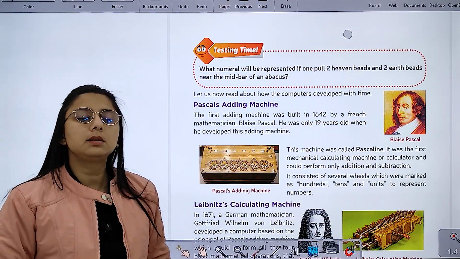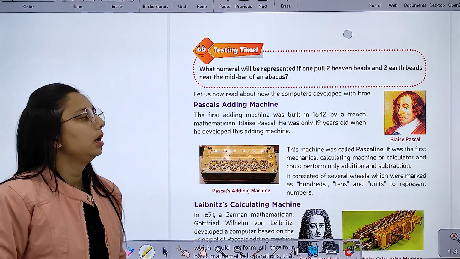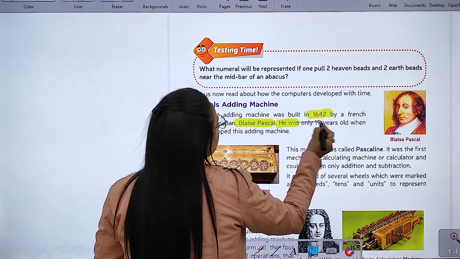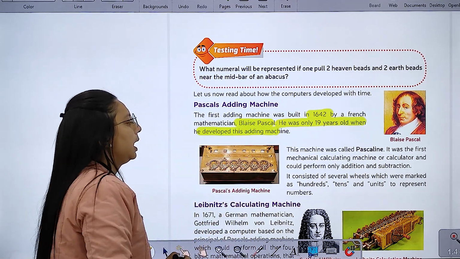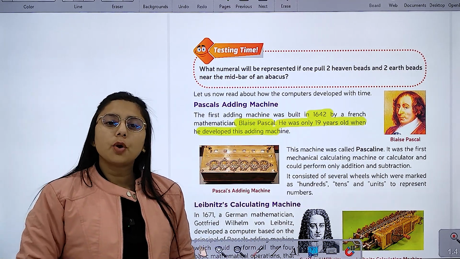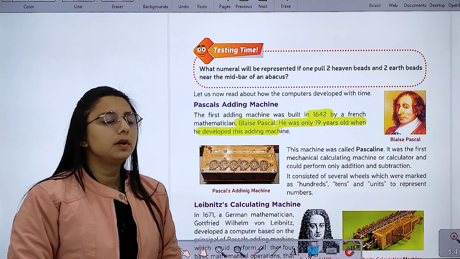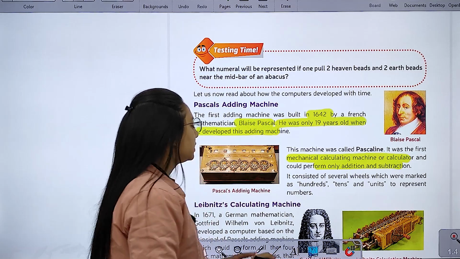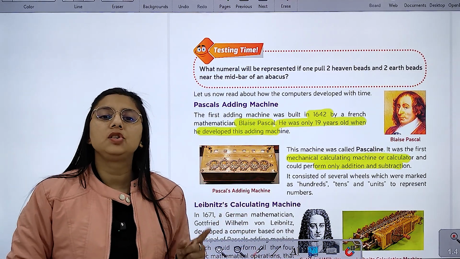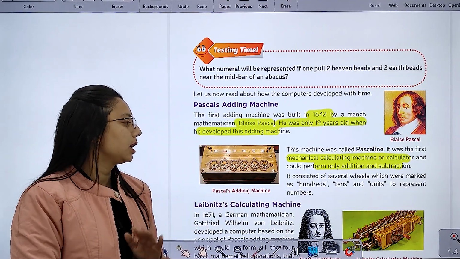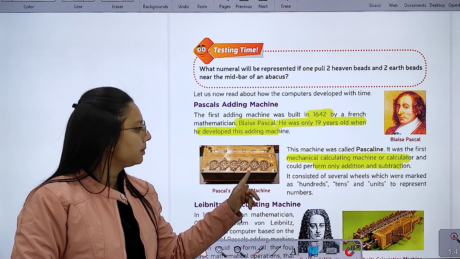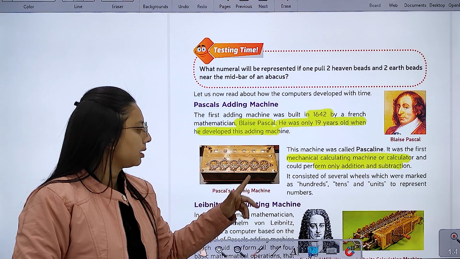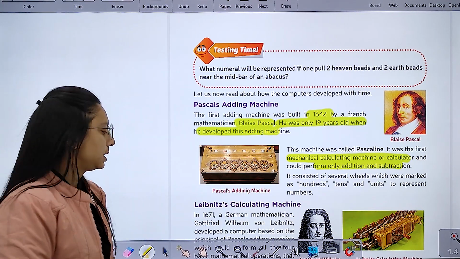Then we have Pascal's adding machine. Blaise Pascal invented this machine in 1642. He was only 19 years old when he developed it. It is also called the Pascaline, and it was the first mechanical calculating machine or calculator. This machine can only perform addition and subtraction, right? It consists of wheels where the units, tens and hundreds are marked, and these represent the numbers.